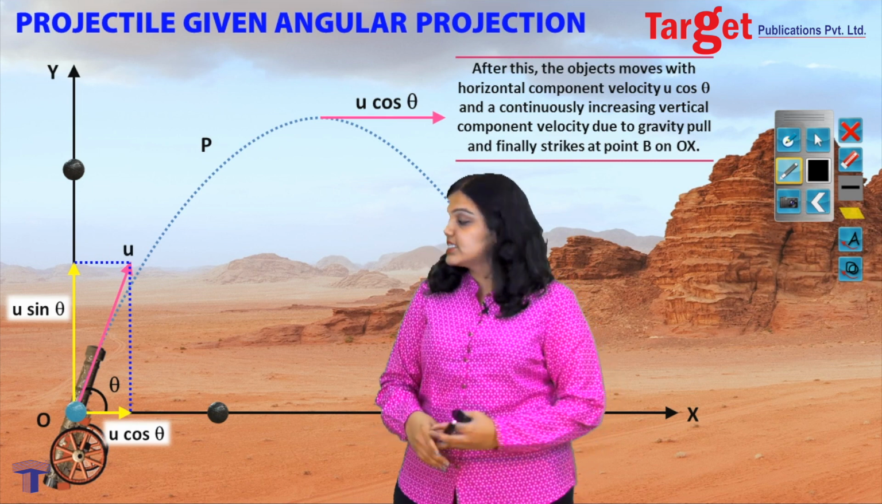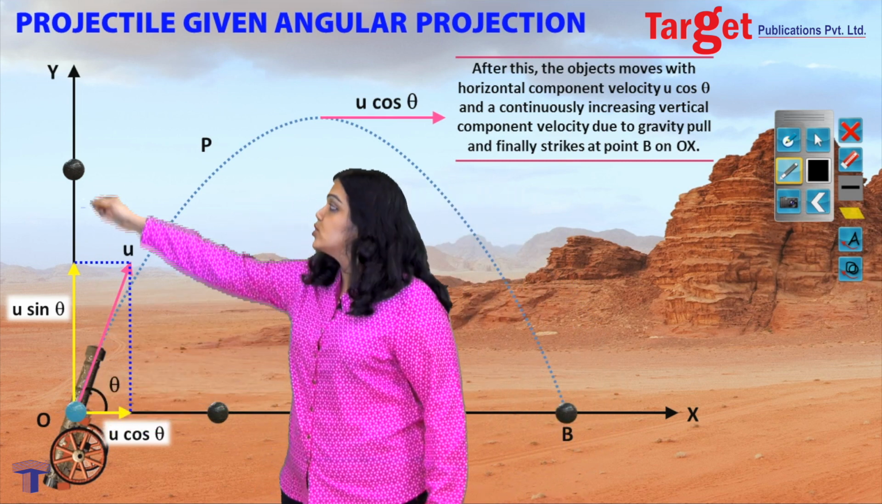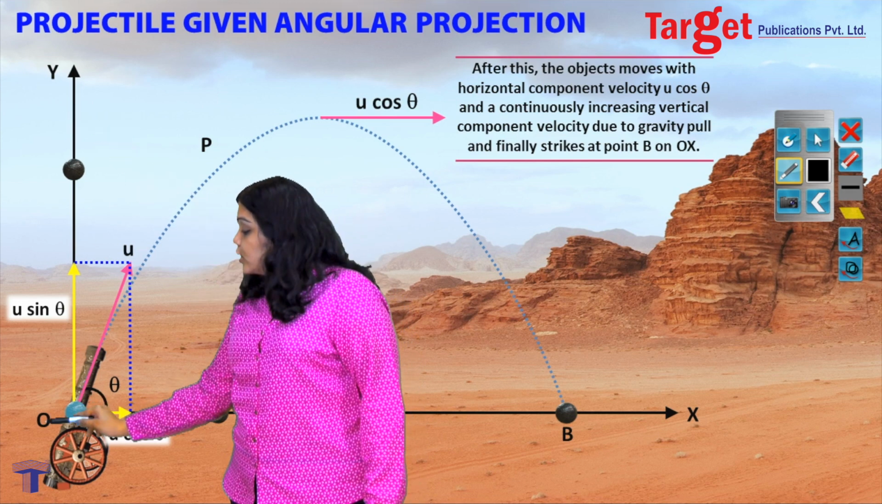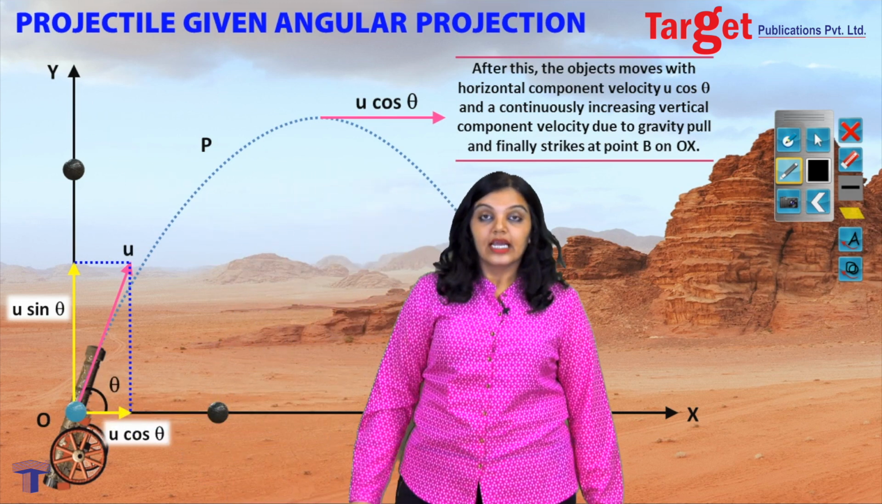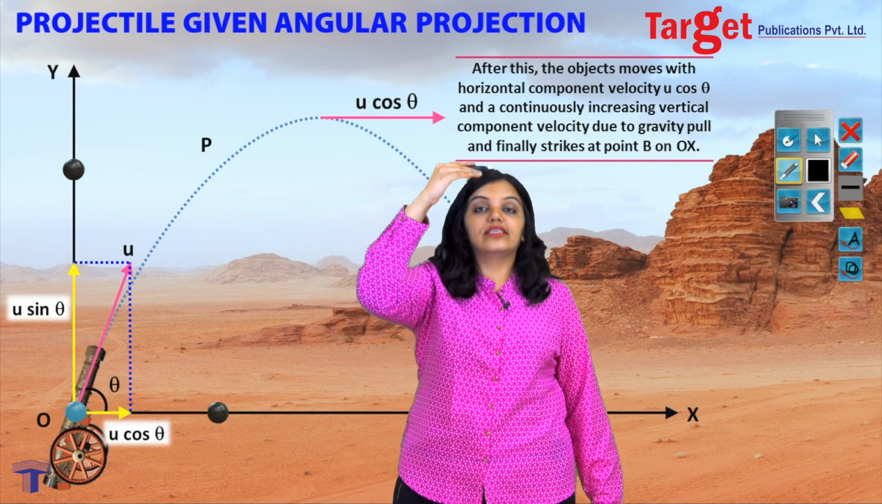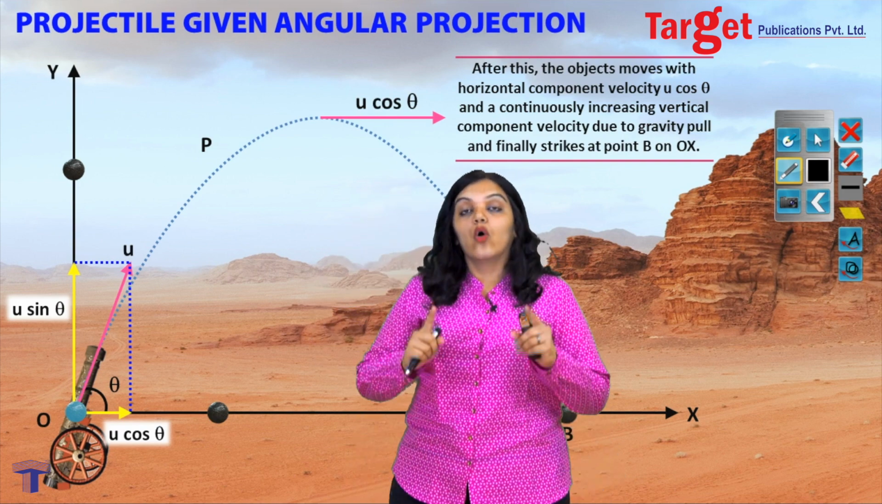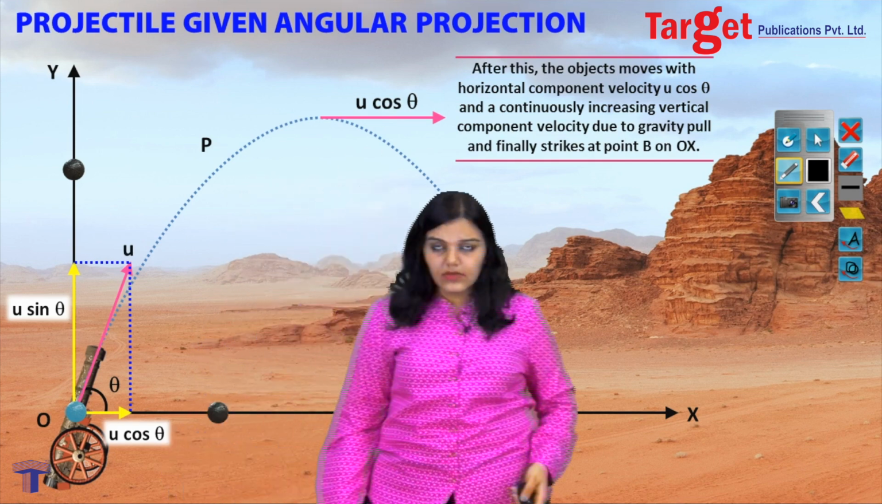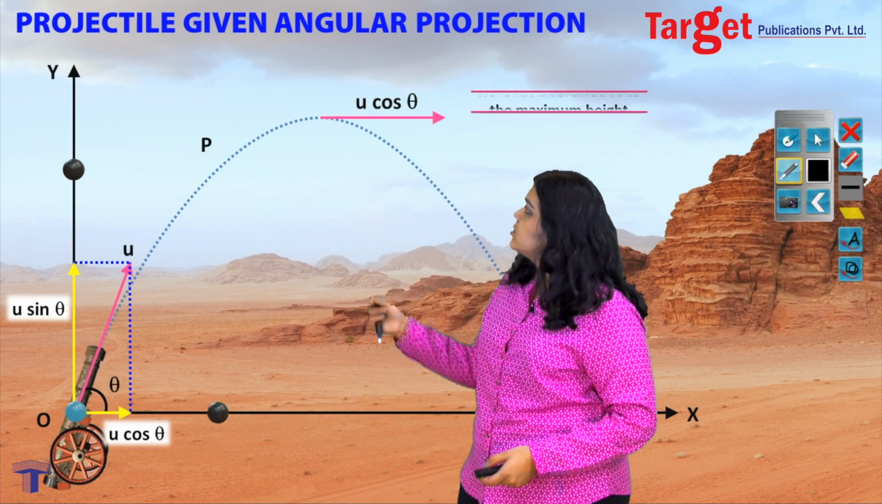whereas the vertical velocity u sin theta changes, it decreases as you go from the initial point to the highest point, and then it will increase from the highest point to the initial point again. And therefore, I say that at the highest point, there is no vertical velocity, only horizontal velocity is present, which is u cos theta.